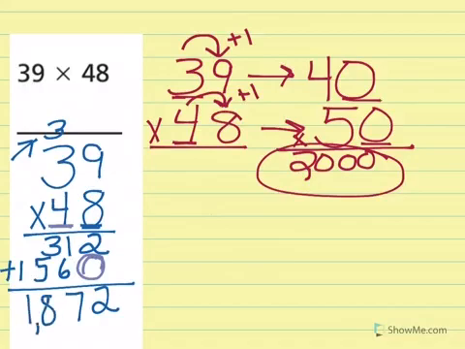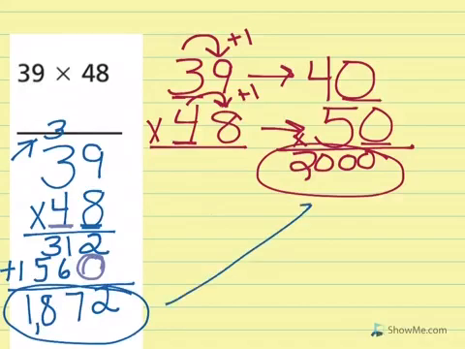My final answer is 1,872, which is pretty close to my estimate of 2,000. When I estimate, I'm giving myself another way to check my work. If my answer is close to the estimate, I am probably correct. If it is way off, then I need to go back and check my work or use a different strategy.